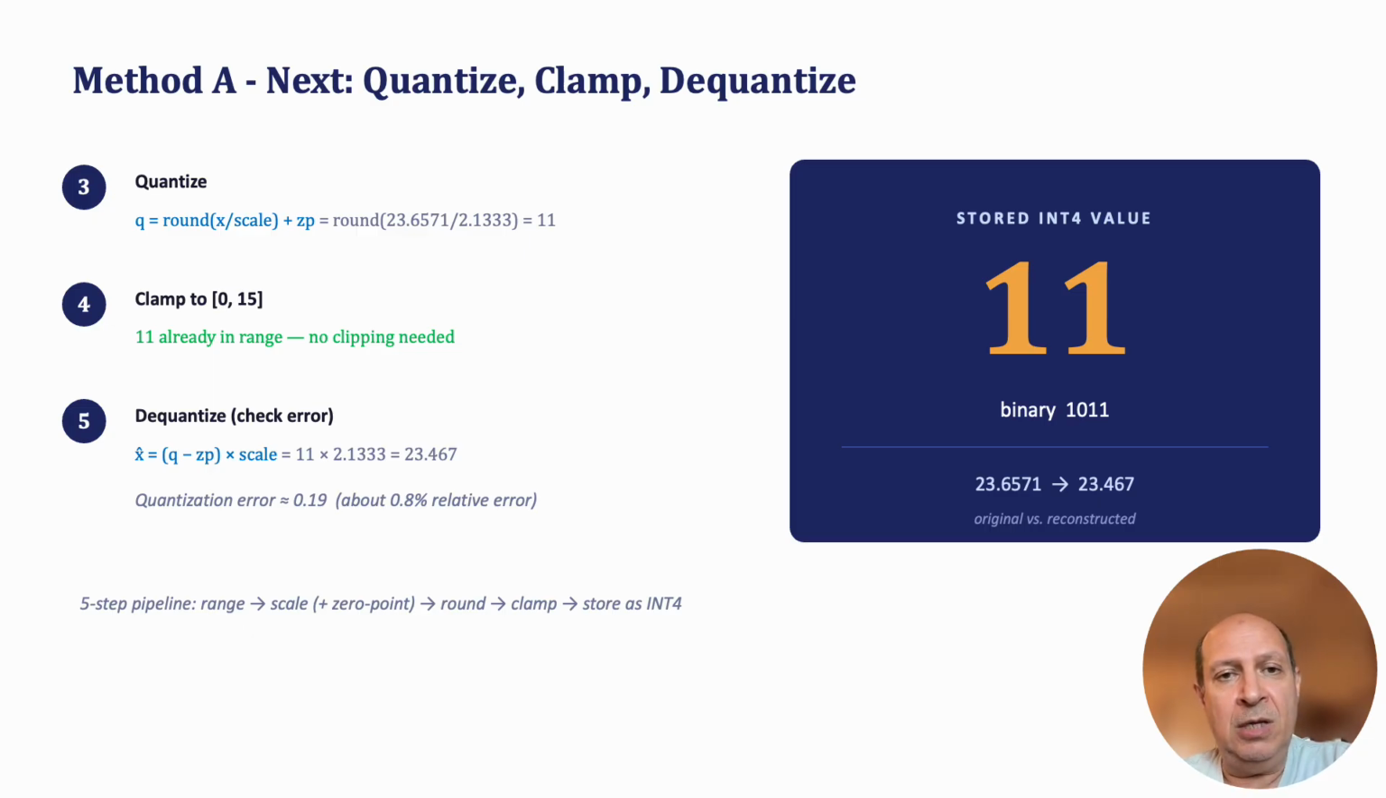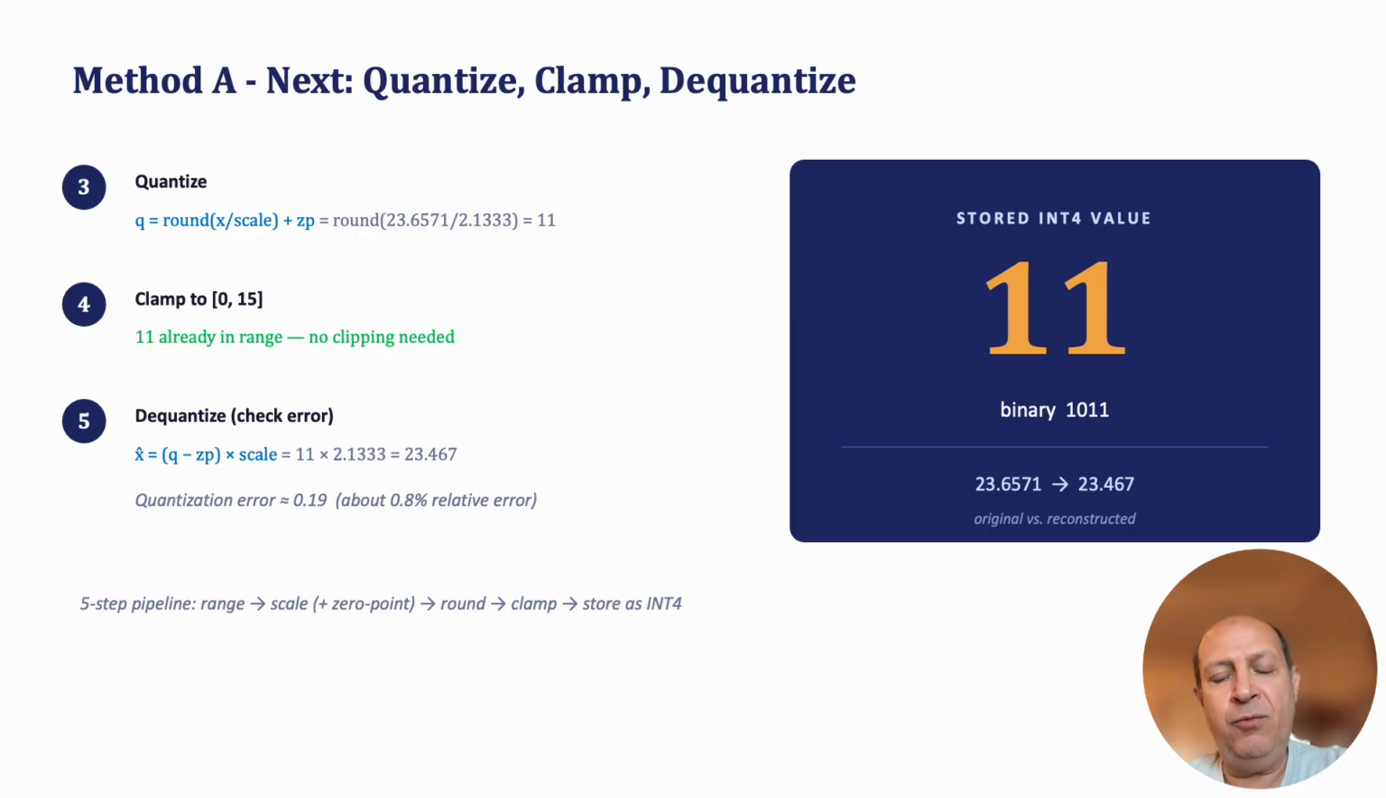Because we are trying to map the number 23.6571 to the quantization level, we divide that by the scale, which is 2.1333, and we get an answer equal to 11. Now, we need to clamp this number that we get for Q between the interval 0 and 15. And fortunately, 11 is already between 0 and 15. So there is no clipping needed in this case.